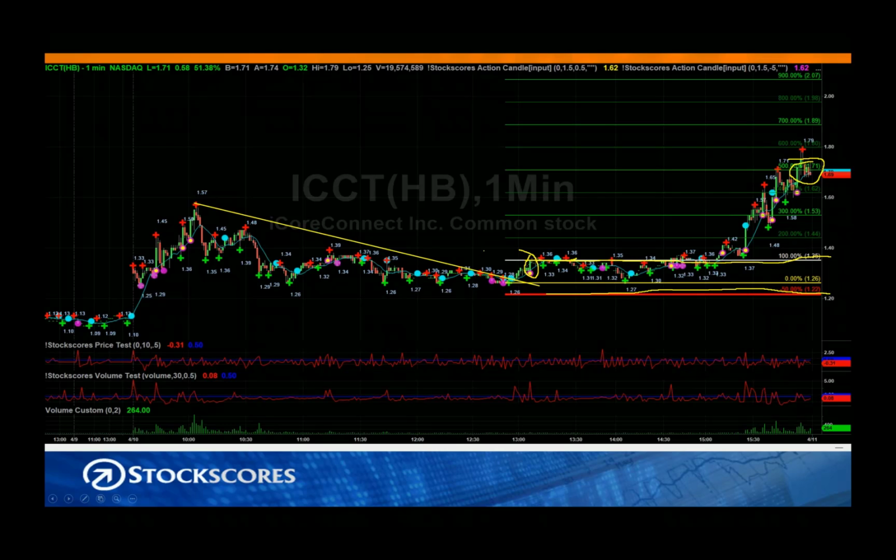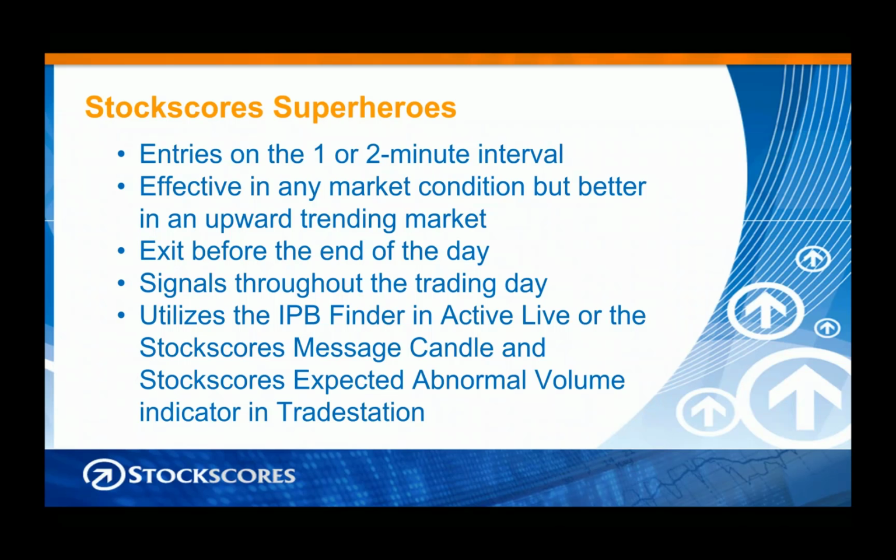All right, so that's an example of an intraday pullback. Now, the next strategy that I love to do is the Stockscores Superhero. It looks for entries on the 1 or 2 minute interval, usually the 1 minute chart, but sometimes the 2 minute. Depends upon how actively traded the stock is. It's effective in any market condition, but it is better when the market is trending upward. So when the market's moving up from the open, it works better.